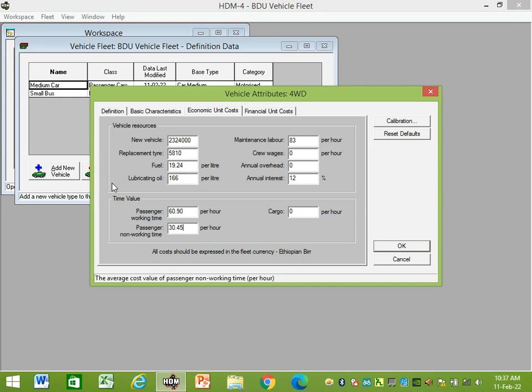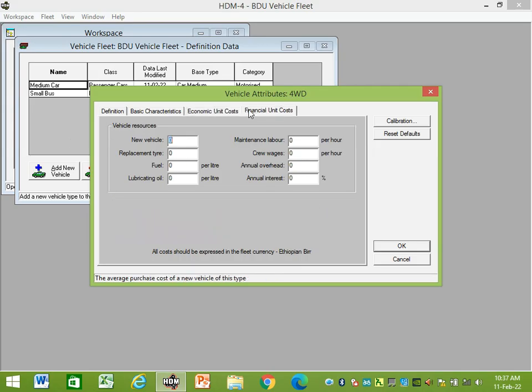Okay. So this is economic. We go to financial. Financial price 2,800,000. Replacement tire 7,000.